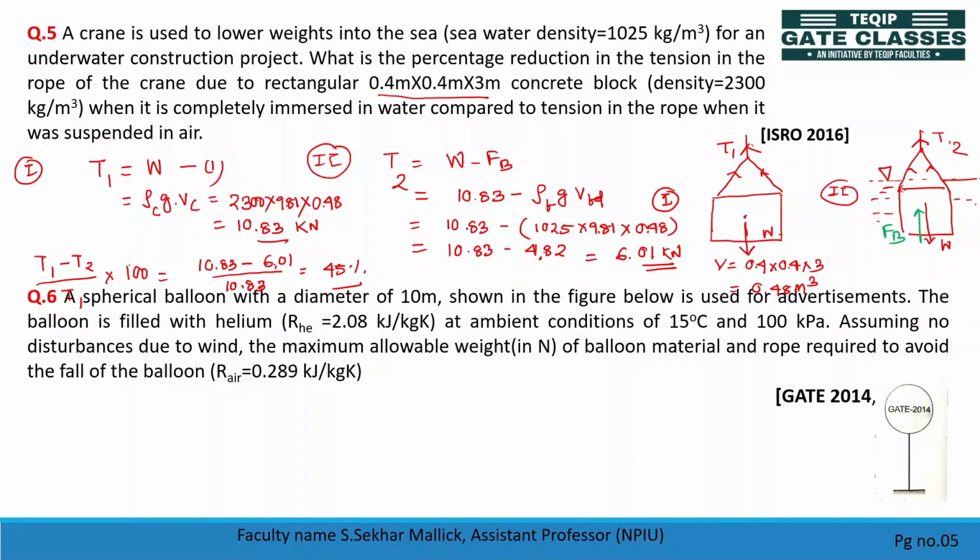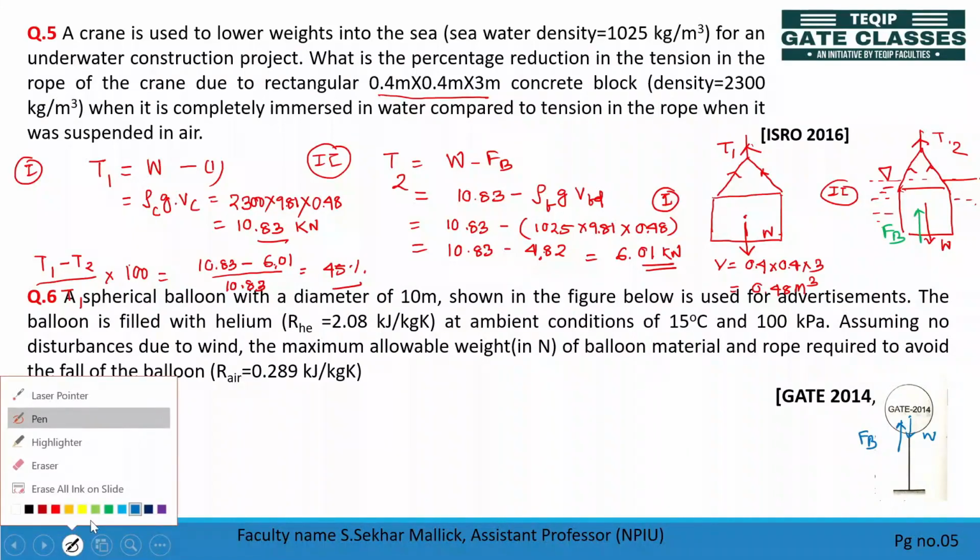A spherical balloon here we have, and this spherical balloon diameter is 10 meter, and inside this balloon there is helium. Characteristic gas constant of helium is given. Outside is air and inside is helium. The initial condition is given, so surrounding temperature and pressure is given. Assuming no disturbances due to wind, the maximum allowable weight of the balloon material. So weight of the body will be acting downwards, buoyant force upwards. Here what is weight of the body, and to balance this body we have tied this balloon with a string.